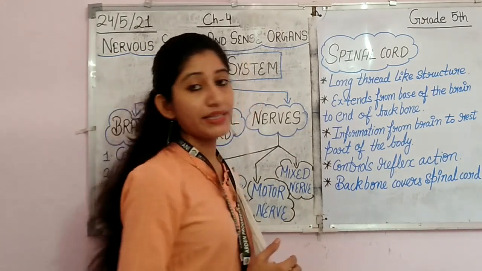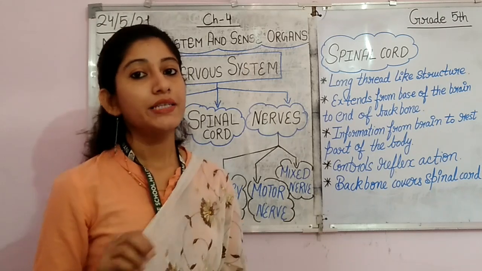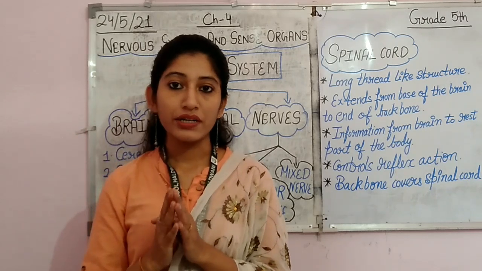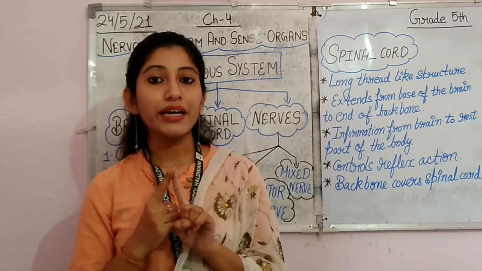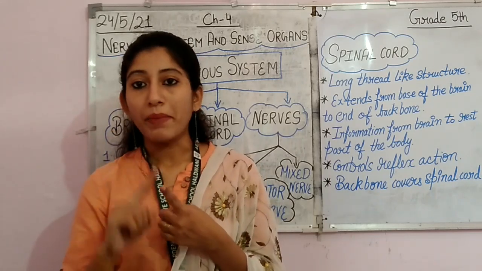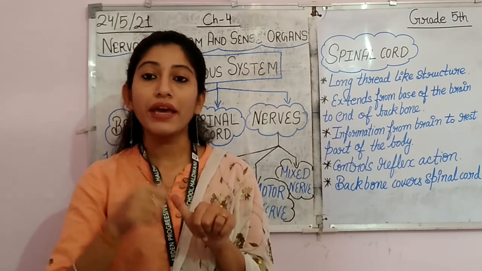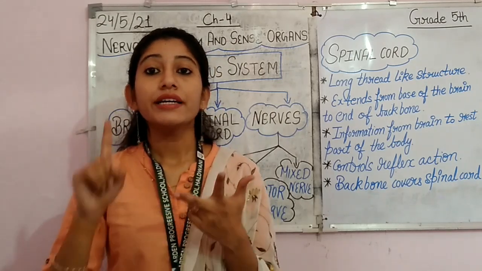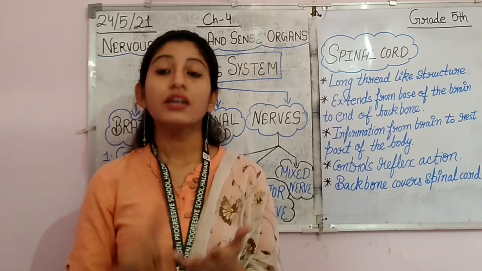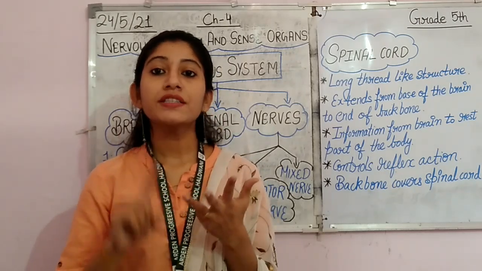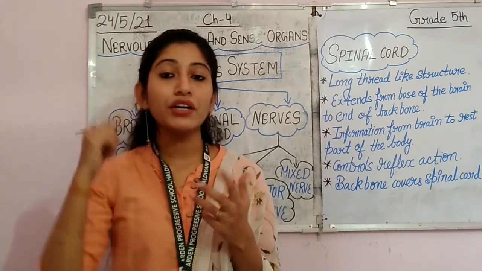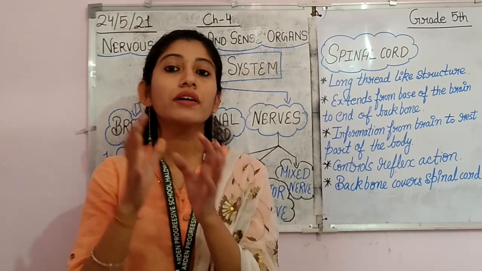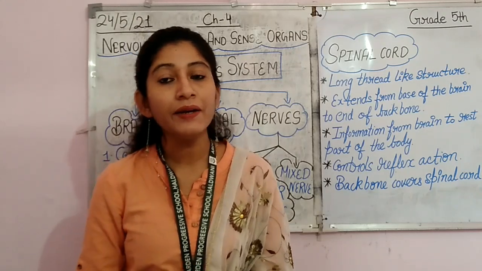Then we can see that, yes, I told you that the backbone covers the spinal cord. So, related to the spinal cord, what I have told you today, students, is that the spinal cord is covered by the backbone. It extends from the base of the brain to the end of the backbone. Then I told you that the spinal cord is a thread-like structure. Then I told you that it transfers the information from the brain to all parts of the body, and then I told you that the spinal cord controls reflex action, right?